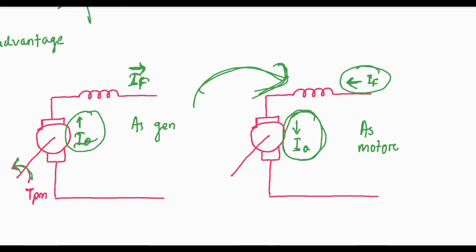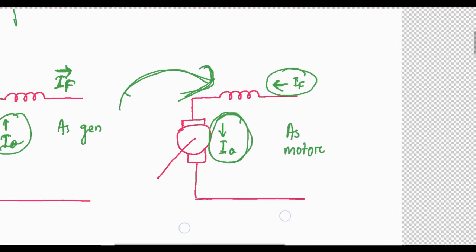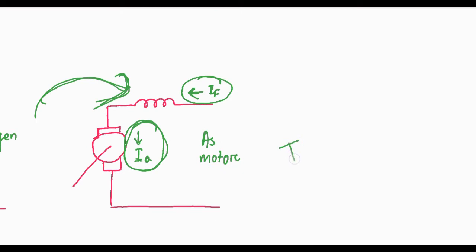But if we want to change the direction of rotation of a motor, we have to change either the field or the armature current, because torque is dependent upon phi and Ia. If we change both phi and Ia direction, then it will be minus and minus, which is positive.